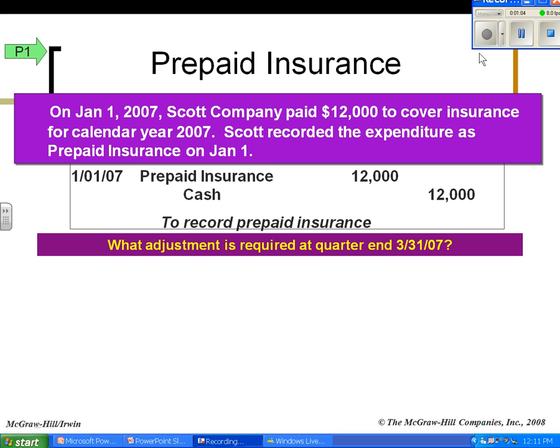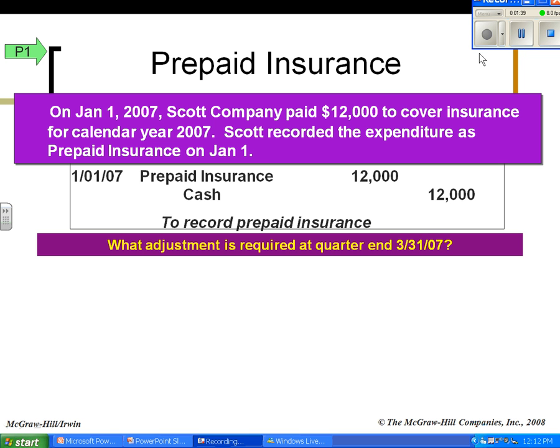Now, you've got to note, an expense not incurred cannot be shown even if paid. In this instance, cash has been paid, but the expense has not been incurred, so we cannot show it on our income statement. So now let's think about it. What adjustment will be required at quarter end? The assumption they're making here is you have to make an adjusting entry because you're going to prepare financial statements as of 3/31.